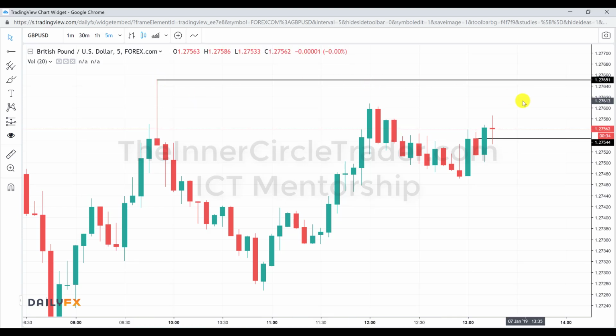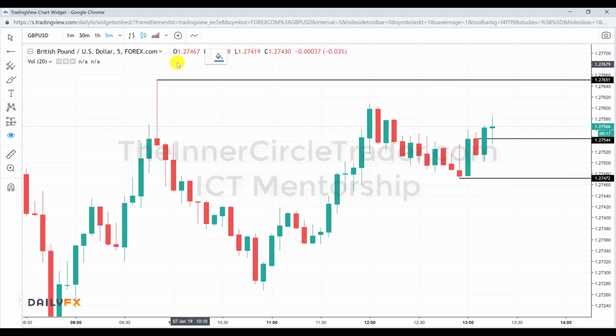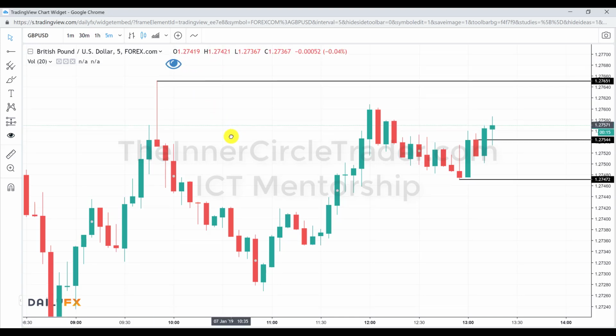And 10 pips above that would take us to 127.75. So I'm going to go long with a stop below this area right here. So again, my draw on liquidity is there.